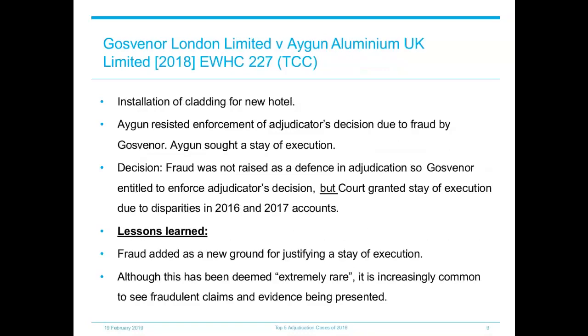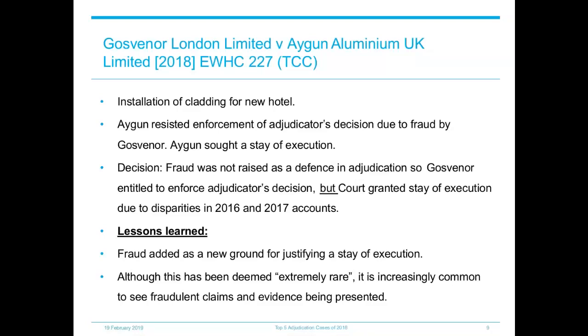Next, we will consider the English case of Gosvenor, London versus Aygun Aluminium. As some of you may already be aware, a party can resist enforcement of an adjudicator's decision through what is known as a stay of execution in England in certain circumstances. Such a stay of execution prevents an adjudicator's decision from being enforced for a period of time and can be appropriate where certain matters have occurred or information has come to light since the date of the decision. This is often based on the financial position of the winning party.